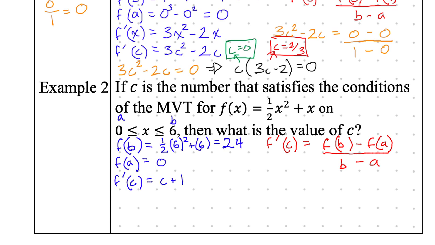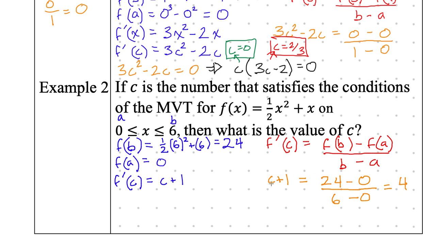All right, and then make your substitution. So what should I have on the left-hand side? Shout it out. c plus 1. There it is. c plus 1 is equal to 24 minus 0, all divided by 6 minus 0. And what's 24 divided by 6? 4. All right.